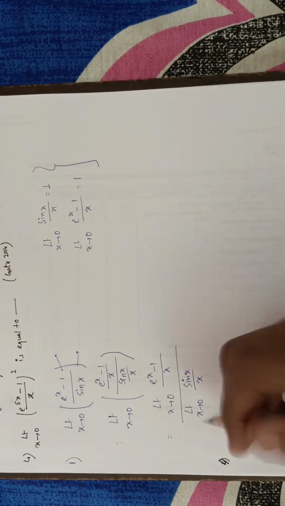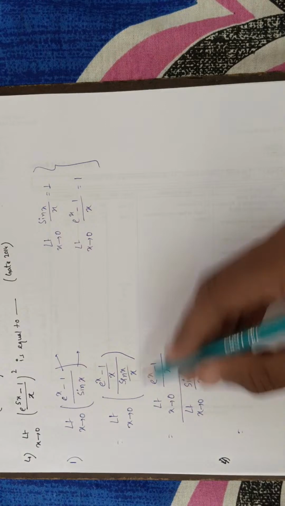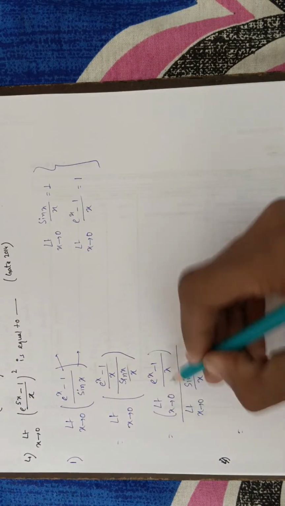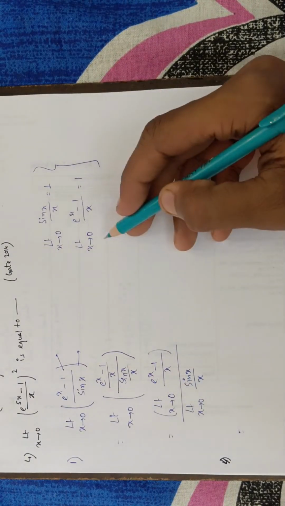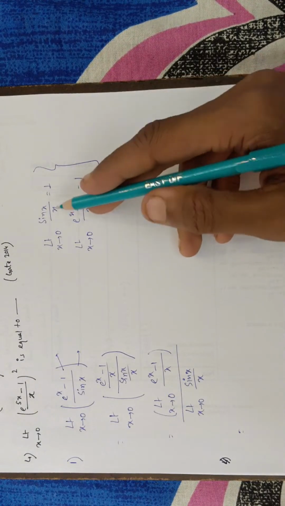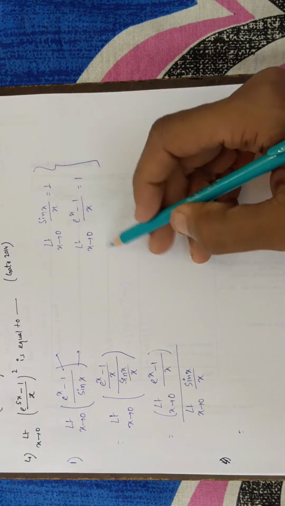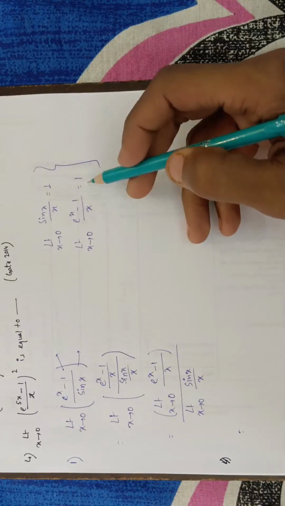For this we can use the formula: limit x tending to 0 of sin x upon x is equal to 1, and also limit x tending to 0 of e to the power x minus 1 upon x is also equal to 1.